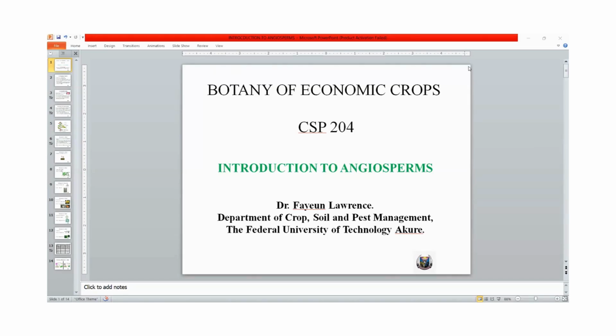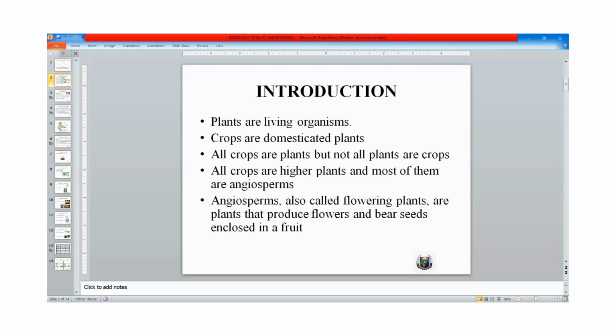Hi, everyone. Today's topic is introduction to angiosperms, that is flowering plants. Angiosperms are plants. Plants are living organisms. They are special in the sense that they make their own food through a process called photosynthesis. Plants are very important for life. They provide oxygen for animals, and they take in carbon dioxide from the atmosphere.